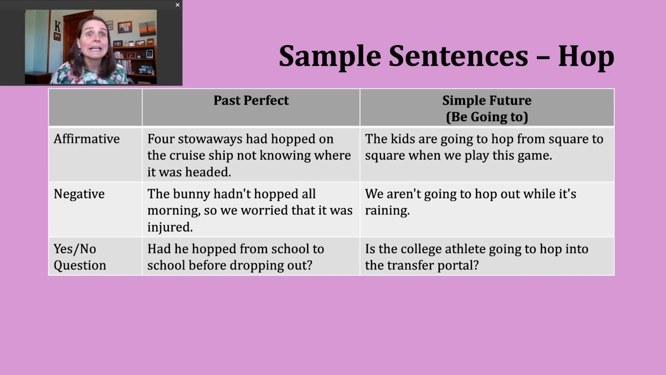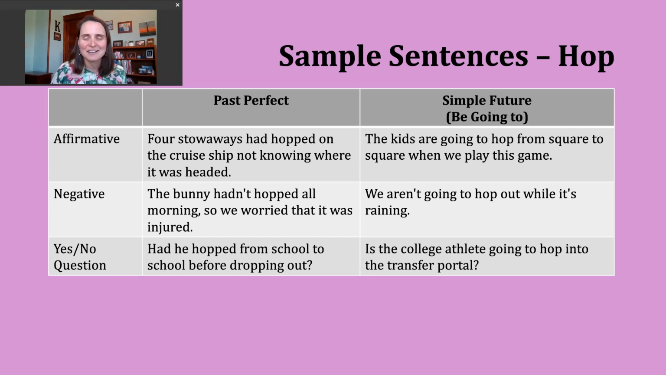Finally, let's look at making a yes or no question in the simple future. To do this, start with a form of be, am, is, or are. Then use your subject, whatever subject matches, right? We want those to stay consistent. Then use going to and the base verb. Here's one last example. Is the college athlete going to hop into the transfer portal?